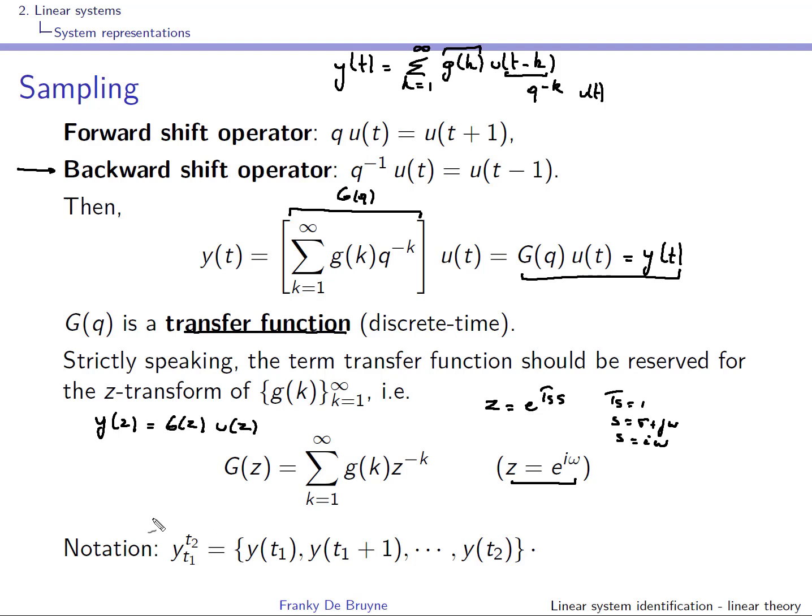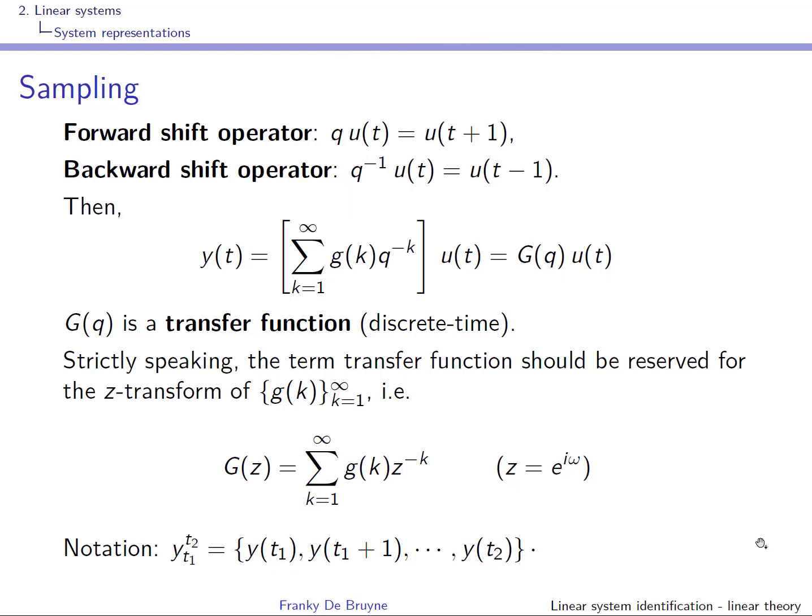So this is a notation that will sometimes be used: y subscript t1 superscript t2, well, it's a data set, and it's a data set that takes all the data going from t1 up to t2. Note that the notations that are used in this course, this equation for instance, and the use of the backward shift operator, is the same as the notations used in the course of model predictive control that you have followed, and that is a course given by my colleague Thomas Museur.